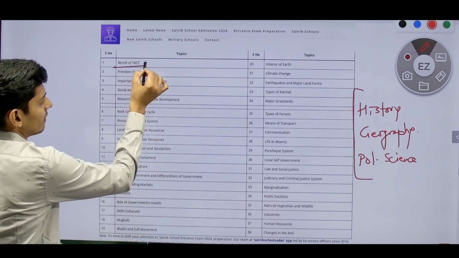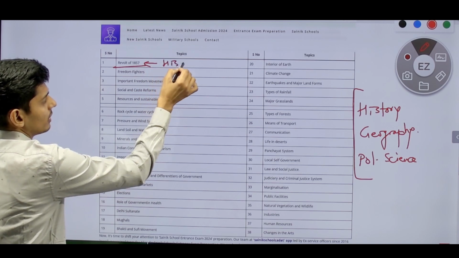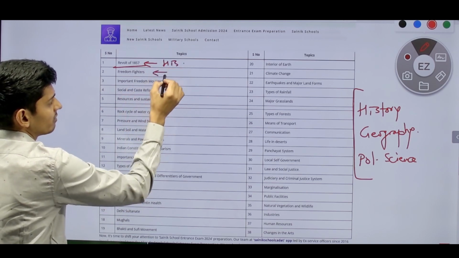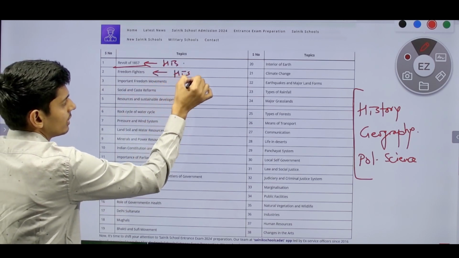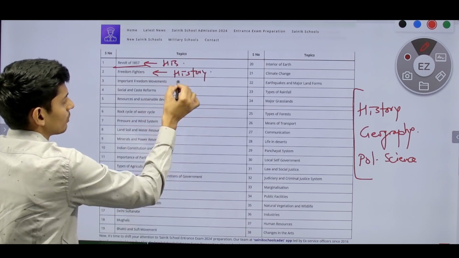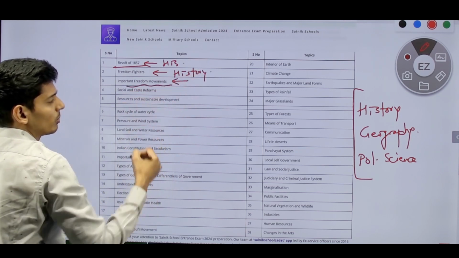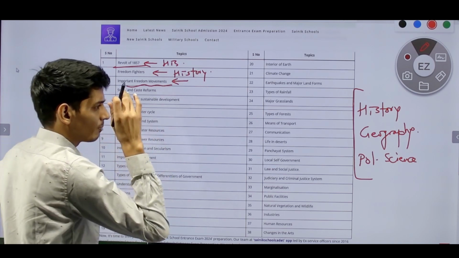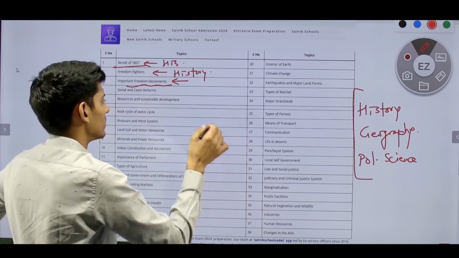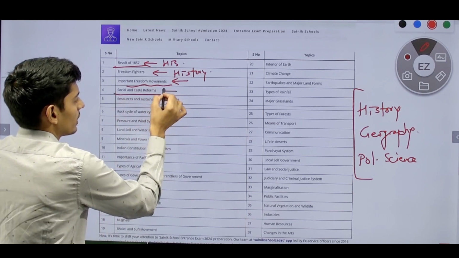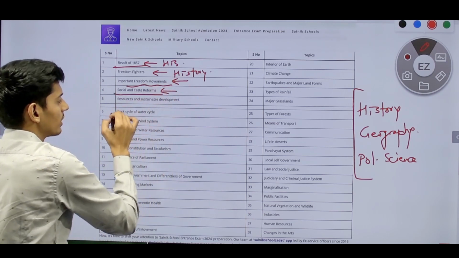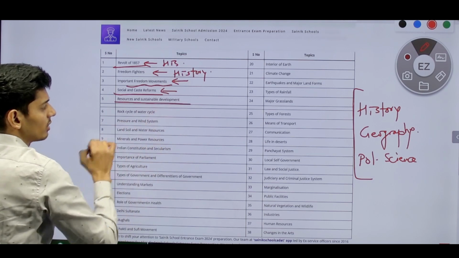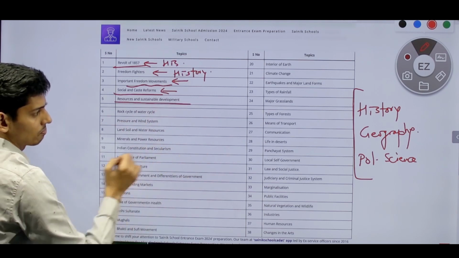So we have this one from history, revolt of 1857, names of freedom fighters and important historical figures during our independence struggle. So again history, important freedom movements, we have probably less than 10 freedom movements. What was the place where they started, who were the main leaders, this you have to cover. Then social and caste reforms and the people who started these reforms. Then resources and sustainable development, probably it is from geography.